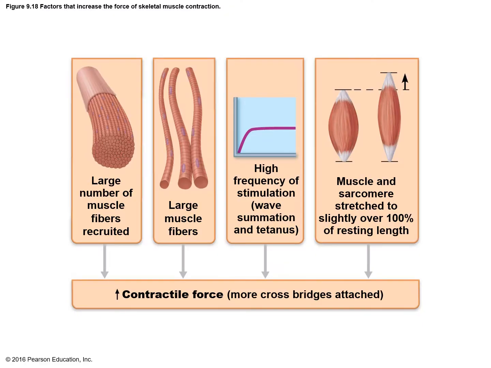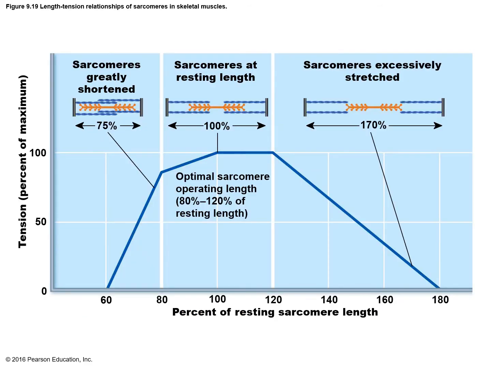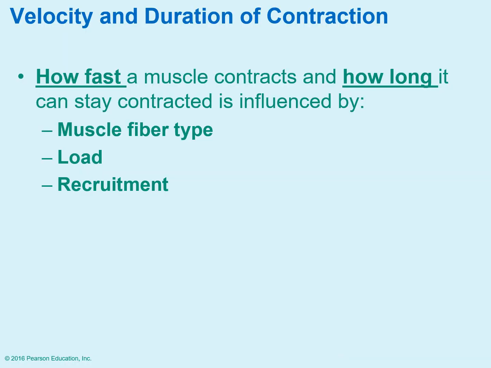This is just showing the contractile force: the more cross bridges are allowed, the higher the strength. And this is showing what we were just saying, that 80 to 120% is the optimum length. For the reasons we just mentioned, if it's too high or too low, you don't get as high a strength.